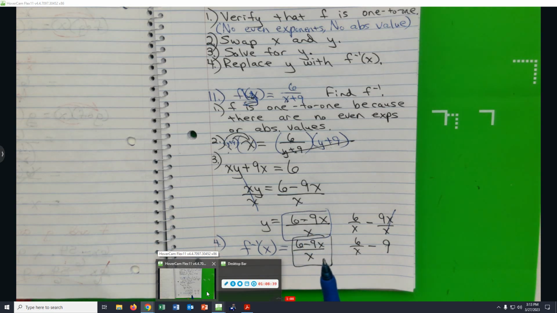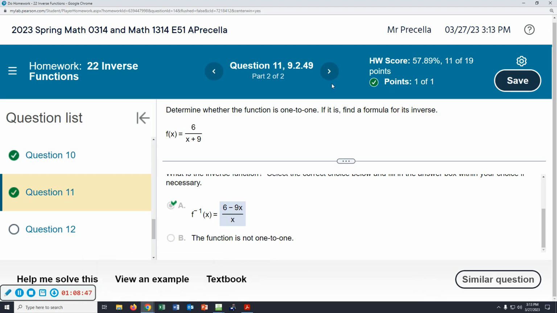So do you need to write out step 4? No. Well, you don't need to write out step 1 either, but you made me write it out. Yeah, you're right. Okay, number 12. Number 12.